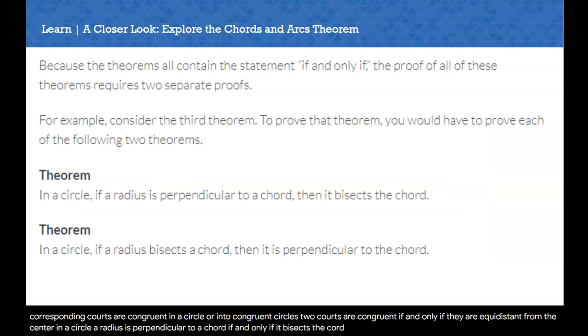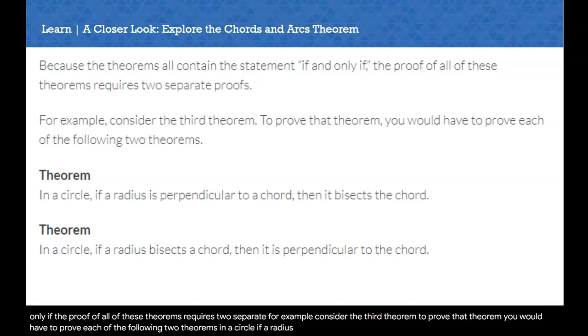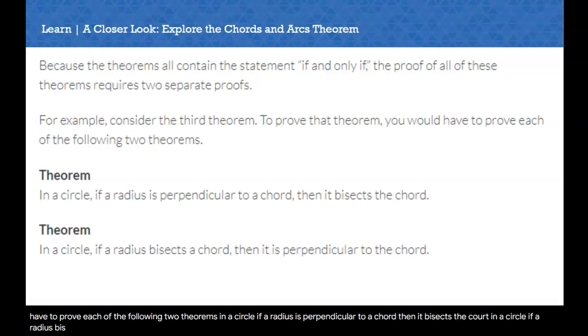Because the theorems all contain the statement if and only if, the proof of all of these theorems requires two separate proofs. For example, consider the third theorem. To prove that theorem, you would have to prove each of the following two theorems. In a circle, if a radius is perpendicular to a chord, then it bisects the chord. In a circle, if a radius bisects a chord, then it is perpendicular to the chord.